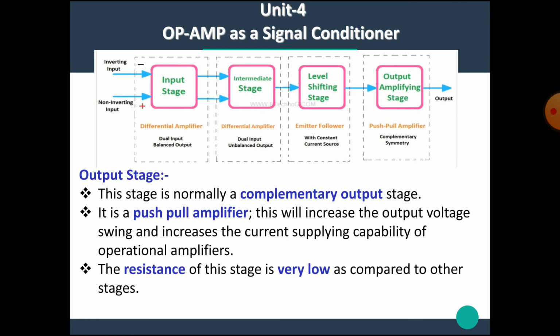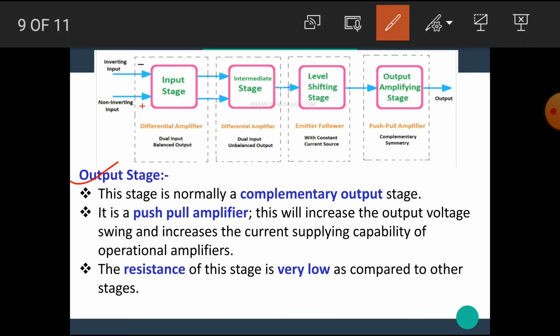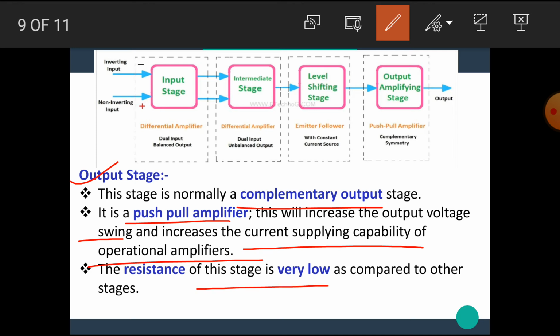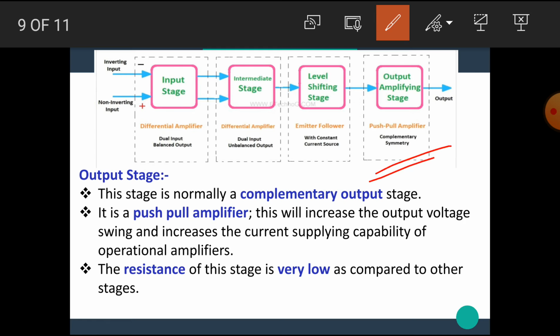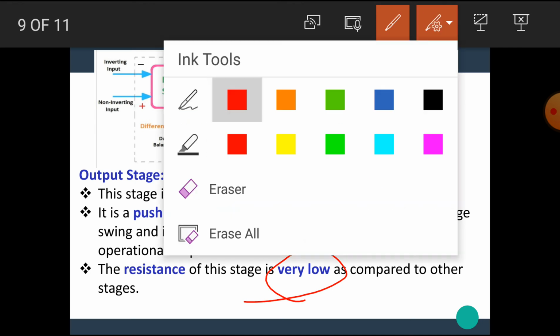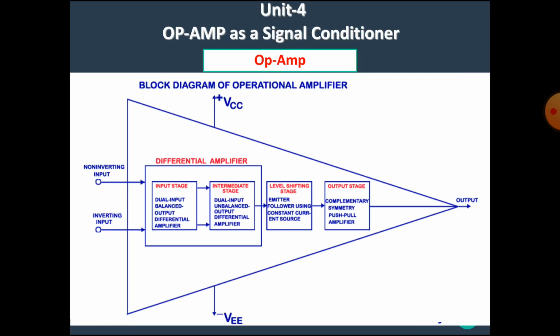Now let's see the fourth stage, the output stage. This stage is normally a complementary output stage. It is generally a push-pull amplifier. This will increase the output voltage swing and increase the current supplying capability of the operational amplifier. The output resistance of this stage is very low as compared to other stages. That means this stage is generally a push-pull amplifier, and one more property regarding this stage: the output resistance should be very low.